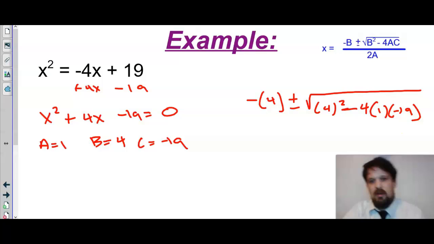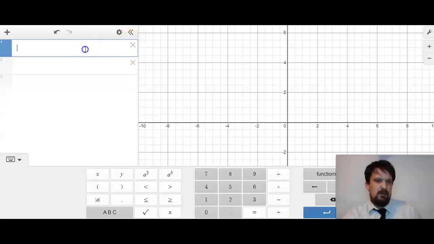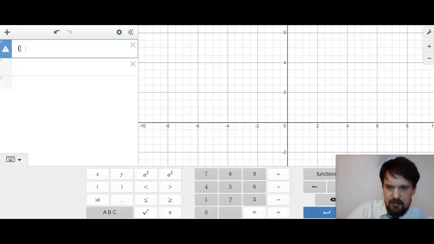All right, so let's go ahead and throw that into our calculator. Nice thing about Desmos is once I'm here, I can actually just go back and replace the numbers, but we're going to do it all over again just to make sure we all understand how to do this. So I'm going to start with the parentheses.